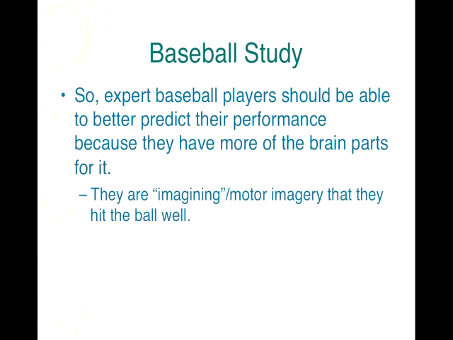So, in theory, expert baseball players should be better at predicting their performance because they have the expertise, the more of the brain parts for hitting. So they're imagining or using their motor imagery that they're going to hit the ball well. So what happens is they hook them up in these virtual reality machines and they're fake hitting balls. So they're actually swinging a Wiimote, and they're telling them how well are you hitting this ball.